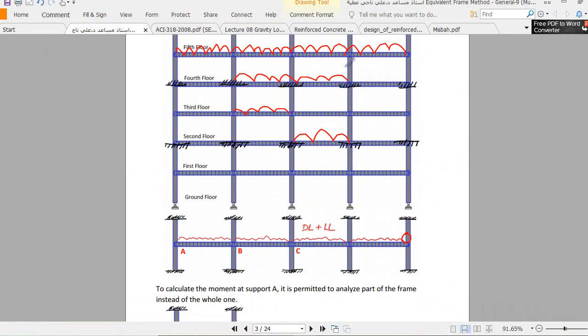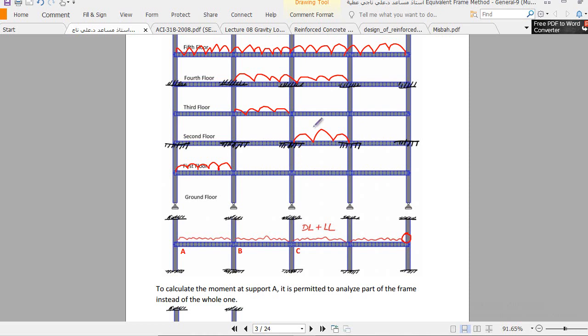For example, let's say we have a shopping plaza. Sometimes we know that in the veranda the live load is maximum, while in the shops the live load is minimum. Or let's say you have a garage or warehouses, where the live load pattern is almost known to us. But there are other situations where the live load pattern is changing, like in our mosques. In this kind of structure we do not know the live load pattern.